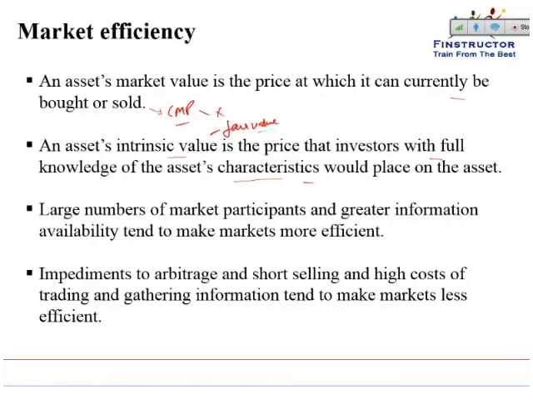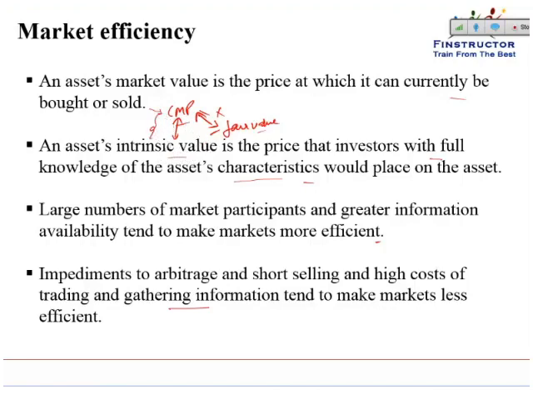So essentially we've seen that if there are a large number of market participants and greater information availability to everybody, then the markets will be more efficient. That is, the current market price would converge to the intrinsic value or the fair value. If there are impediments to arbitrage, to short selling, if there is high brokerage, high costs of getting information about the companies, about the stocks, then markets will be less efficient and prices may deviate from their intrinsic values.